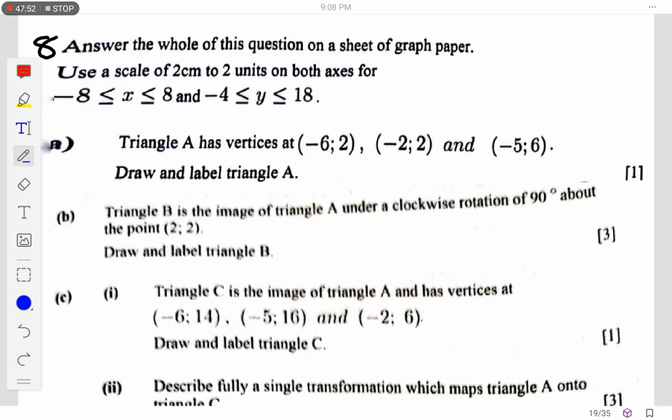Now, the first question is saying triangle A has vertices -6, 2, and -2, 2, like that. So what we want to do here, we want to draw these vertices. Let's first of all draw our scale. Let's draw our scale first and then we do this question, step by step. Sorry about that.